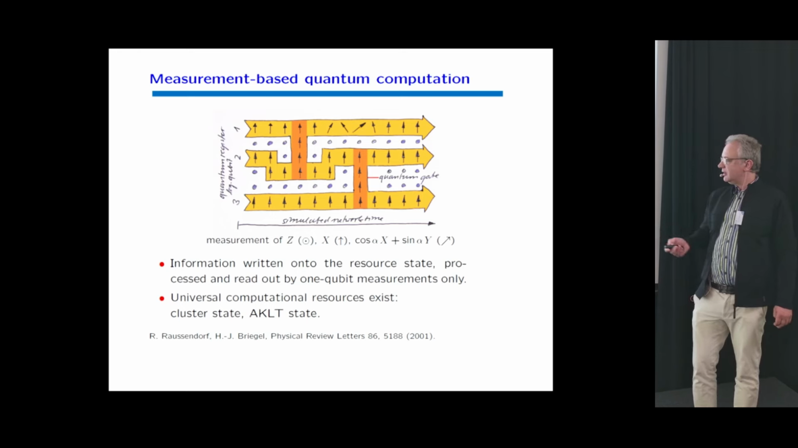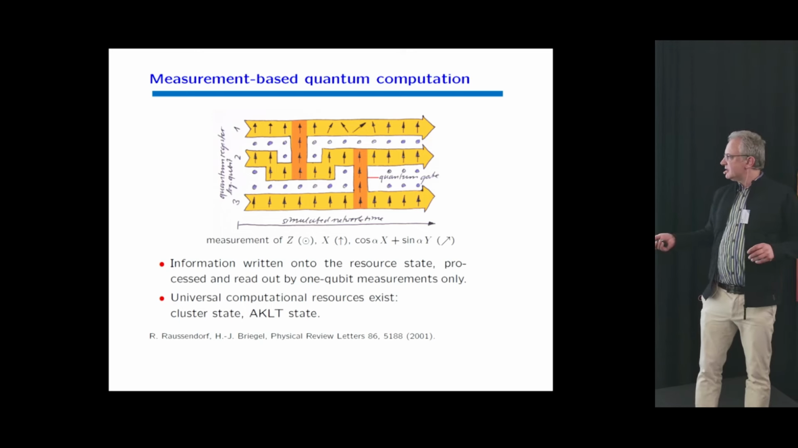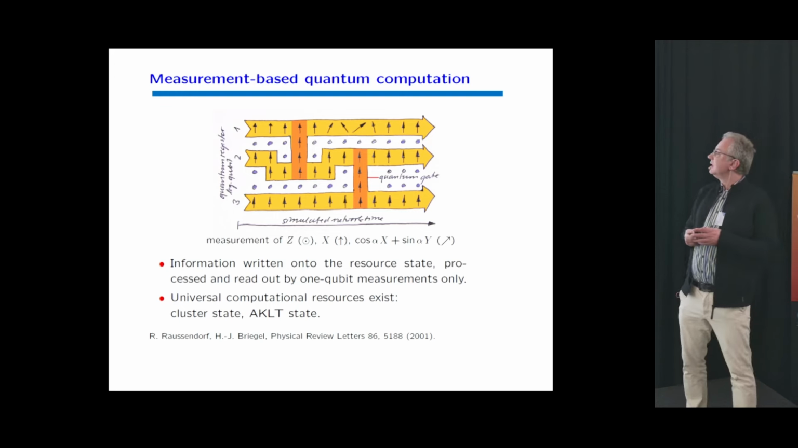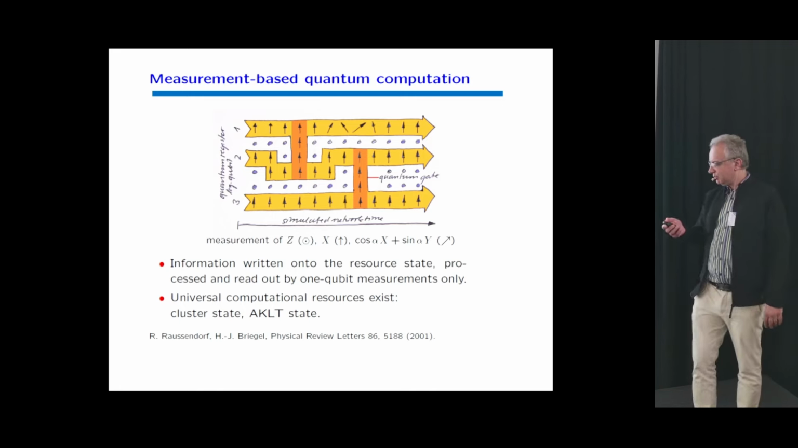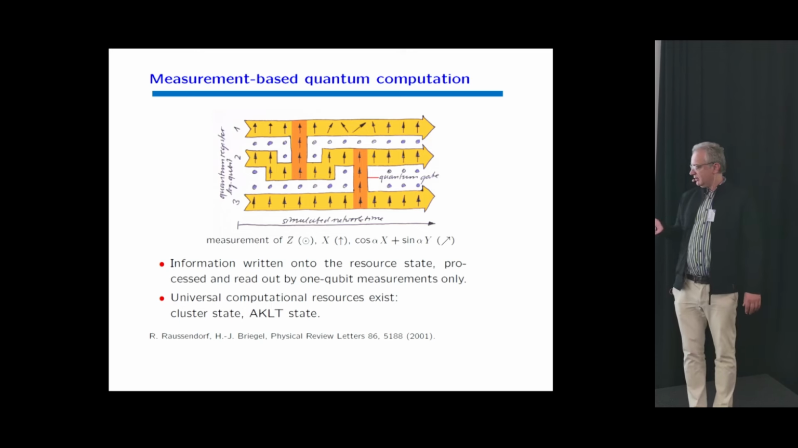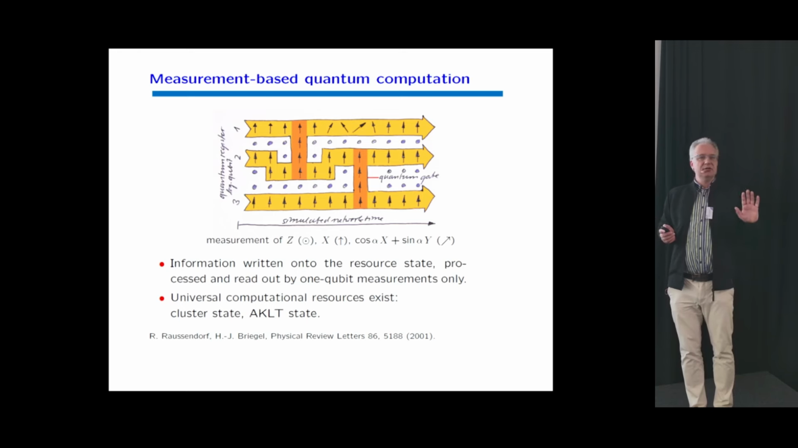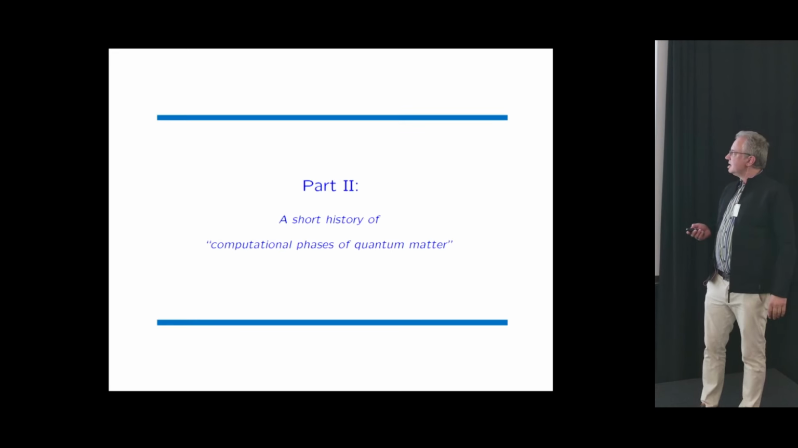So there's the cluster state, the AKLT state, but how broad this set of states is, how many different types of states there are, this is pretty much unknown, even now. Okay, and so that's also our question. We would like to have a theory of resource states, but we are far from being there. Okay, so that was measurement-based quantum computation. For those who do not know it, I hope you got a general idea of what this is. Good, so let's now continue with the second part.